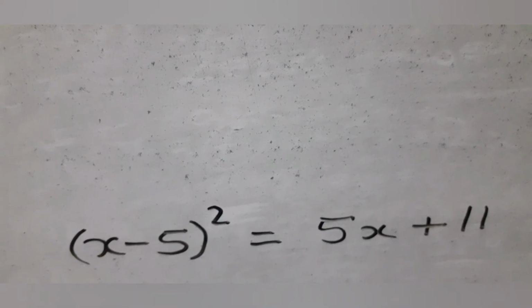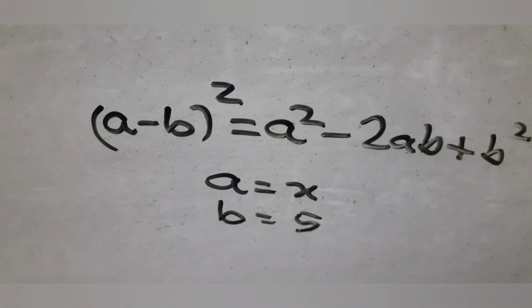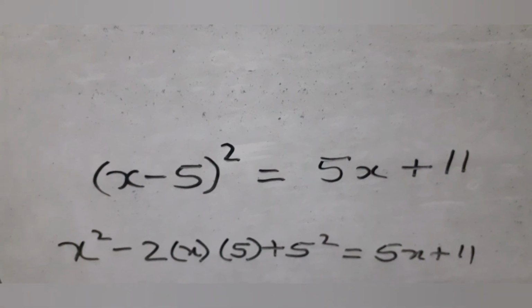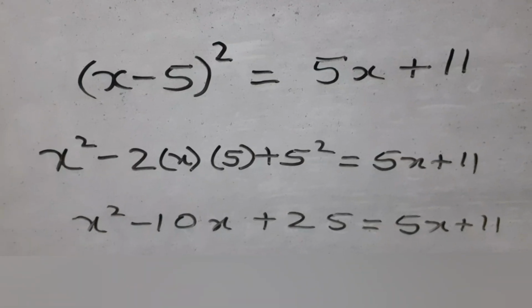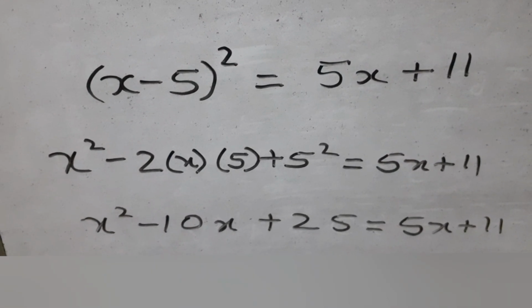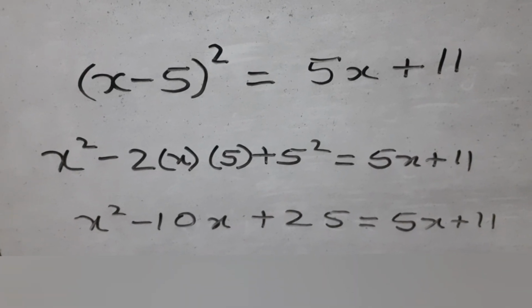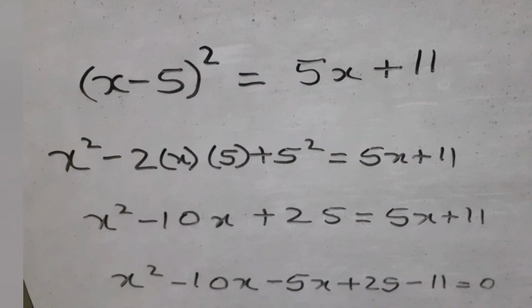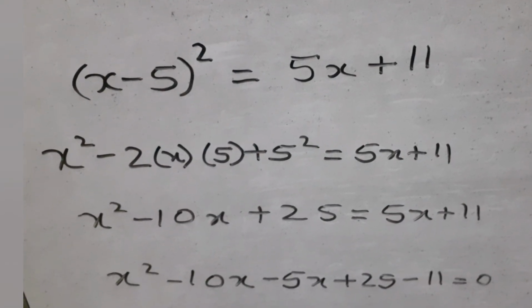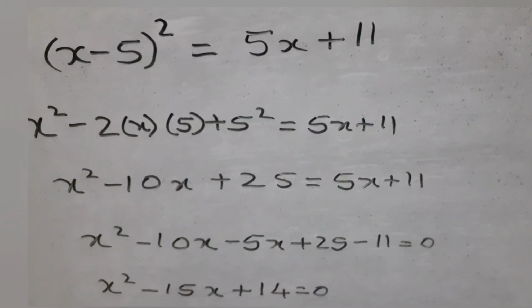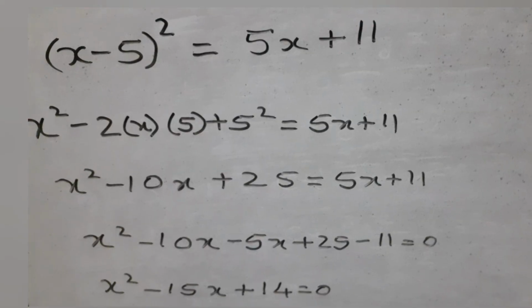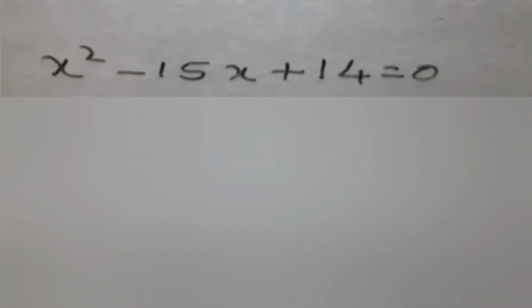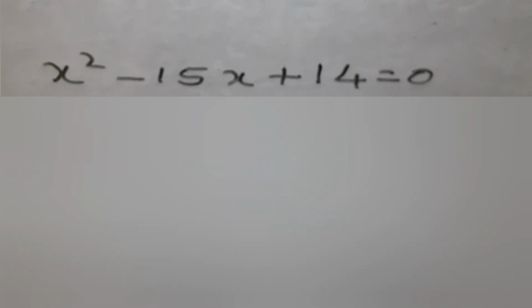Use the identity for (a minus b) whole squared to expand (x minus 5) whole squared. Rearrange into a quadratic. And solve this quadratic by using the quadratic formula or splitting the middle term and factorizing.